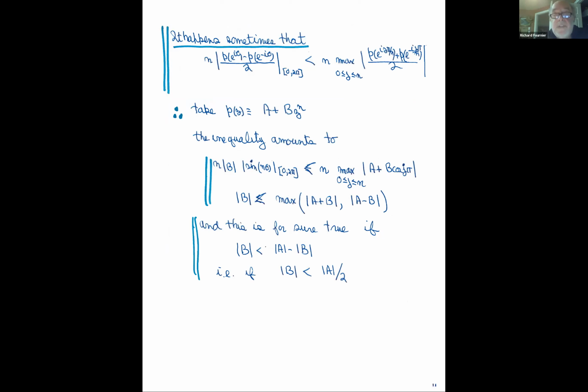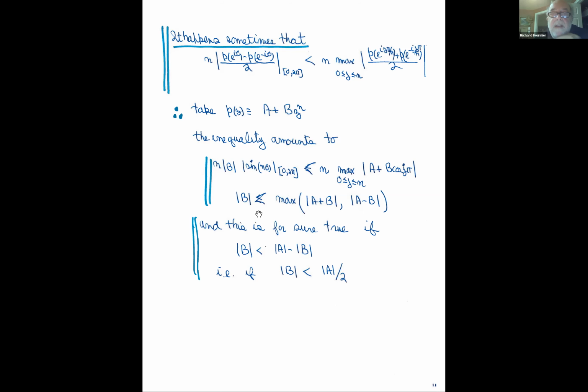Okay, so first thing, the trivial affair is that this is the left member of the first equation on top. This here is sometimes less than the right-hand member for certain polynomials. This is easy. You take a polynomial of the type a plus b z to the n, for example. The inequality there says that n times the norm of b times the maximum of sine n theta will be less than this quantity to the right. This amounts, after a little bit of thinking, to the fact that the absolute value, the norm of b, will be less than the maximum of the norm of a plus b and a minus b.